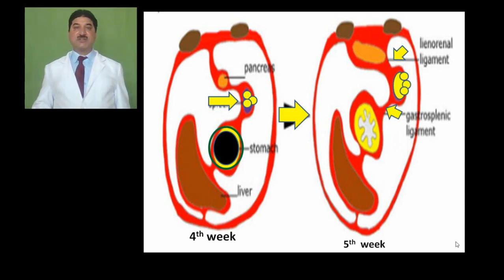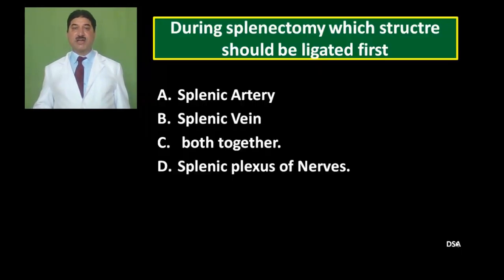During splenectomy, which structure should be ligated first? Splenic artery, splenic vein, both together, splenic plexus of the nerve. Splenic artery should be ligated first because it will decrease the hemorrhage. It will also decrease the size of the spleen and it makes mobilization easy.